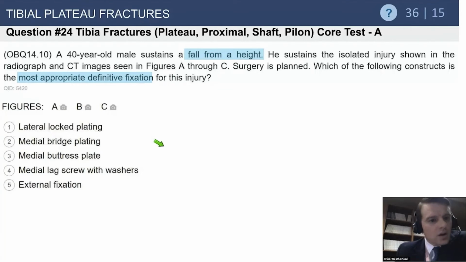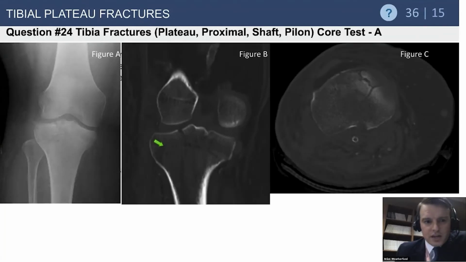Okay, 40-year-old male, fall from height. Isolated injury shown in the images we're going to see in figures A through C. Surgery is planned. What's the most appropriate definitive fixation of his injury? Here's figures A through C.